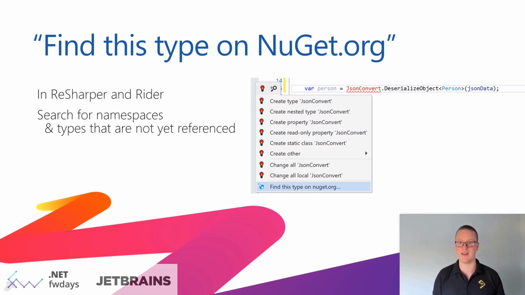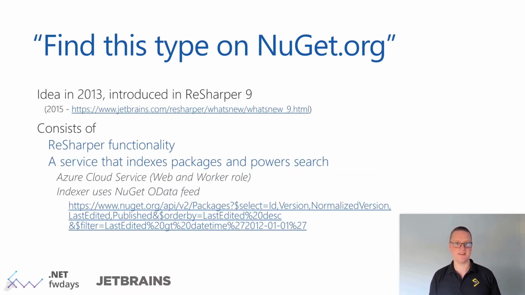coding happily after that. This functionality was introduced in ReSharper 9 in 2015, and it consists of course of the ReSharper functionality, where we have that quick fix in ReSharper, where we have the integration to recognize that a type is not found or referenced yet, and so on. So all of that is in ReSharper, but it also needs an API on the other side. That API will offer, of course, a web API where we can query for a type or namespace and get back the package names, but also it will need to index NuGet.org.